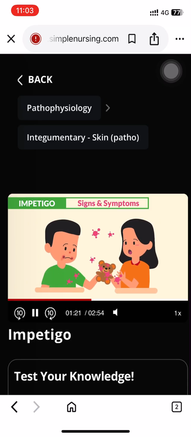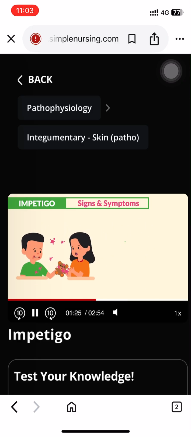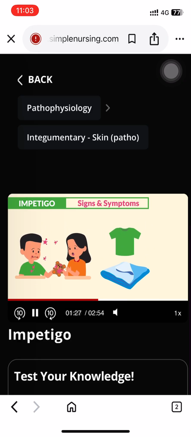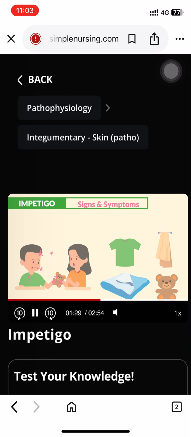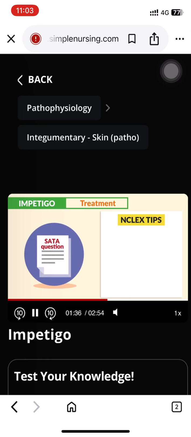And it spreads when a child has open sores or items they've touched, such as clothing, bed linen, towels, and even toys. So for treatments, the big NCLEX tips. Be sure to write these down. They love to come up on Select All That Apply questions.